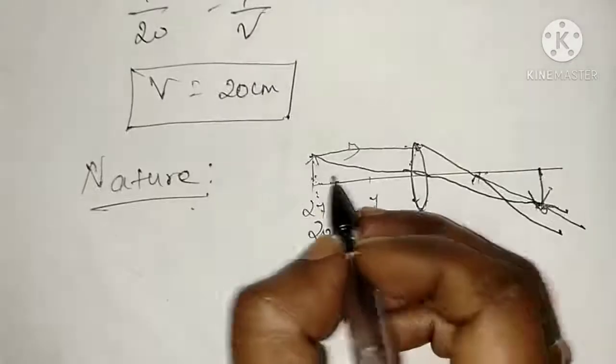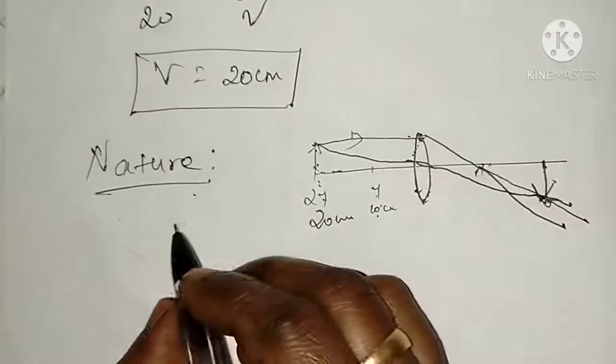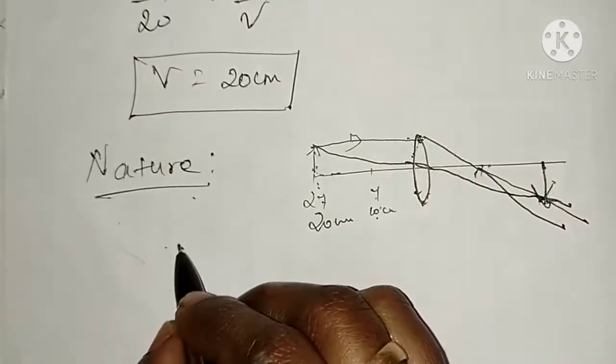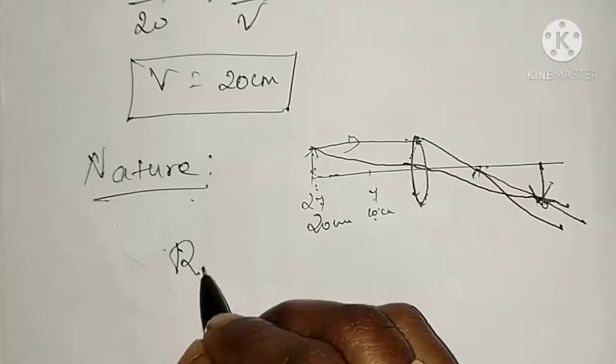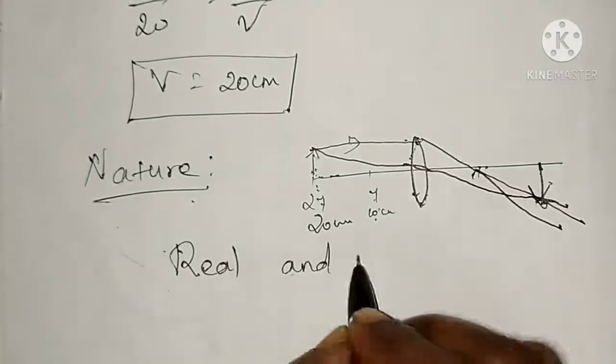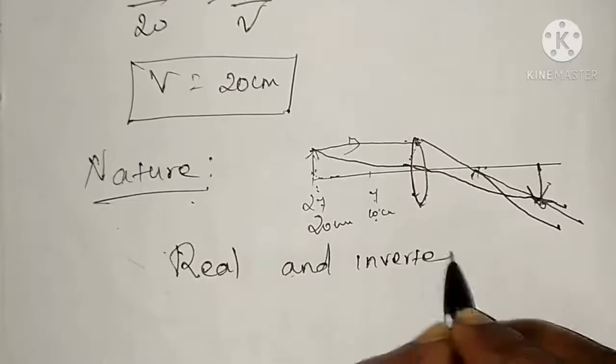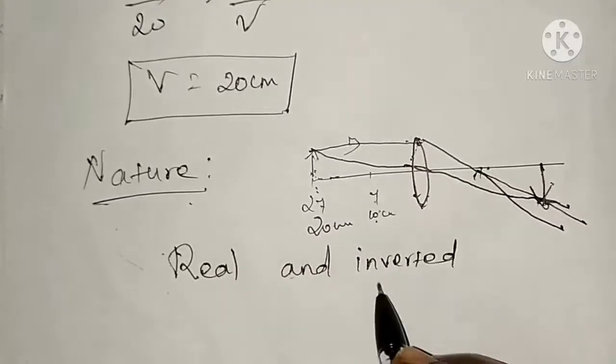Okay, next you have to write. You need not draw this diagram. You only have to write the nature of this image: real and inverted. Nature of the image is real and inverted.